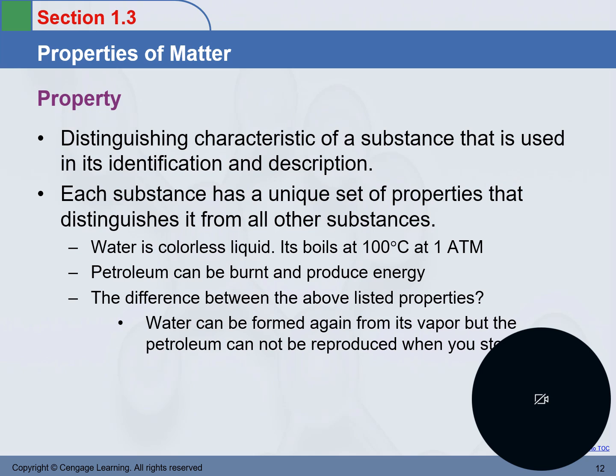Another example of matter would be petroleum, and this can be burnt to produce energy. The differences here are going to help us distinguish between two different types of properties, whether they are physical or chemical types of properties. And that's what we're going to explore in the next few slides.